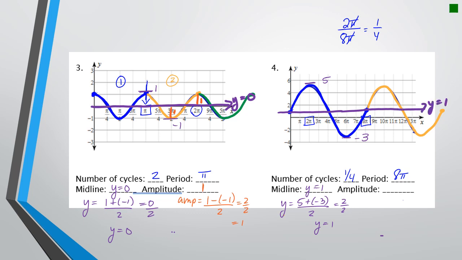And then you can kind of look and see what the amplitude's going to be, but you can also use the formula. So it's going to be 5 minus negative 3 over 2, which is 8 over 2, or 4. So the amplitude for that graph is 4.